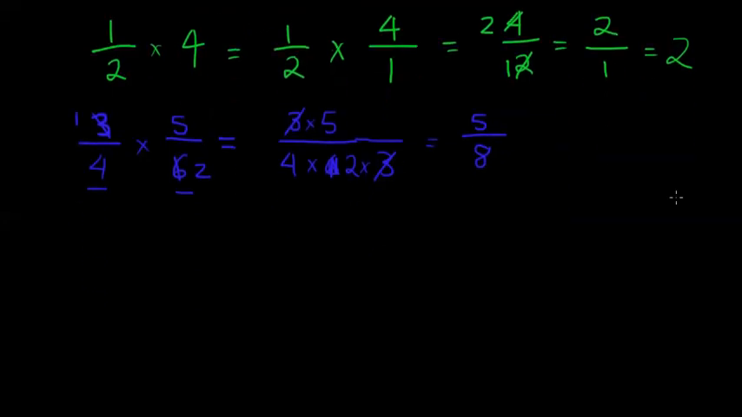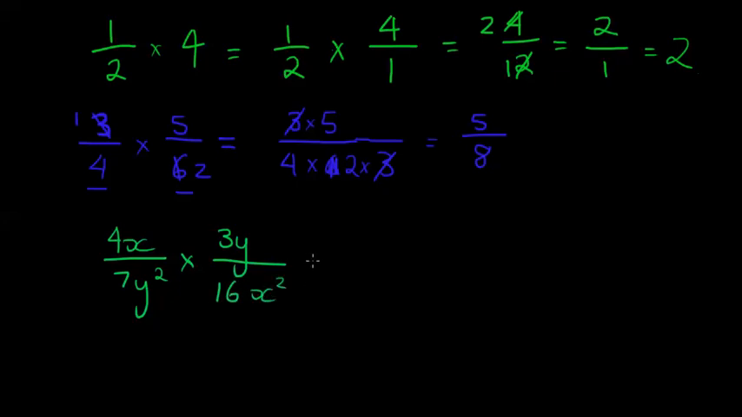Okay, let me do one more example like that, and let's say we have 4x divided by 7y squared, times 3y divided by 16x squared. Before we go and multiply numerator with numerator and denominator with denominator, we'll first cancel. 4 can divide into itself once, and into 16 it goes 4 times. 3 and 7, they can't cancel. 3 and 4 can't cancel. 1 and 7 obviously would stay the same.